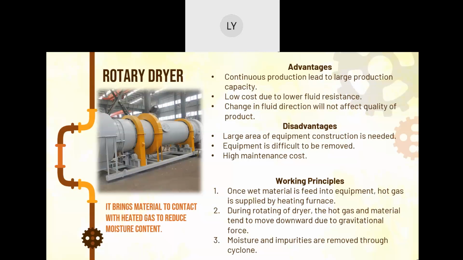Then we look at the working principles. Once the wet material is fed into the equipment, hot gas is supplied by the heating furnace. Second, during rotating of the dryer, the hot gas and material tend to move downward due to gravitational force. The moisture and impurities are then removed through a cyclone.